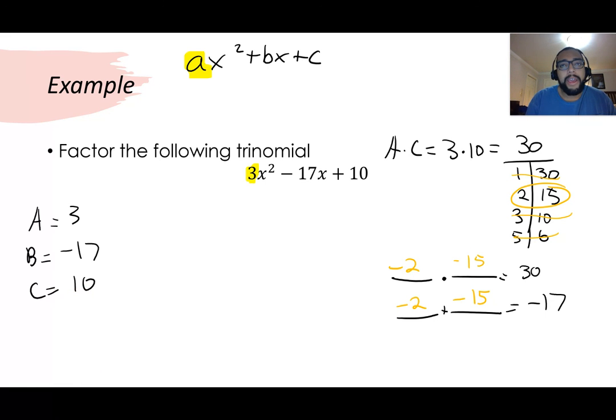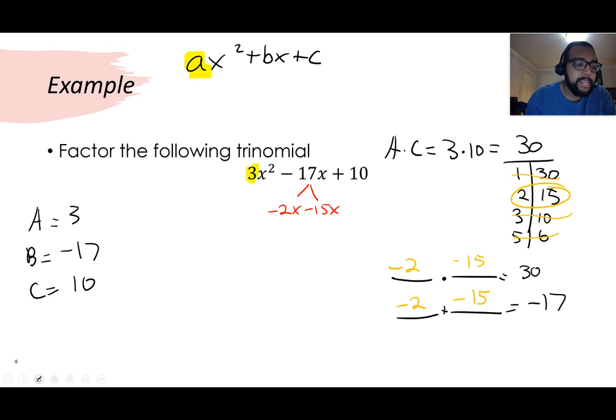This is where grouping and box method differ. Actually, box method is just grouping, but just organized. 17, I'm going to split that up as 2 terms. So instead of saying negative 17x, I'm going to say negative 2x and not negative 15x. Why is that so important?